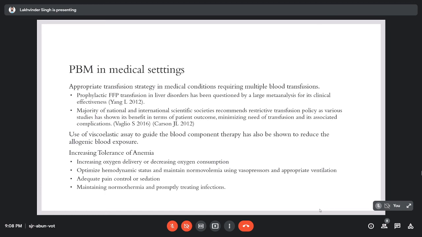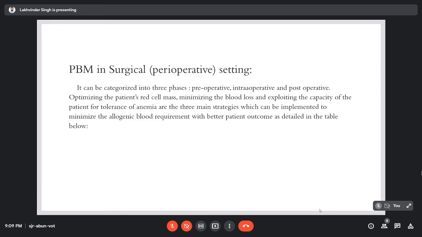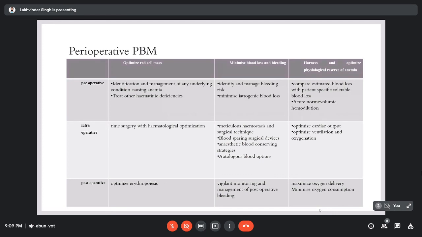You can use viscoelastic assays to guide blood component therapy. As we saw, if the thromboelastic assay is normal, no blood components are required; the patient may be bleeding after surgery for some other reason. You can increase the tolerance of anemia and increase oxygen delivery, for example if the patient is on a ventilator. Optimize hemodynamic status in normovolemia using vasopressors, ensure adequate pain control, maintain normothermia, and promptly treat infection. In surgical settings, it is divided in three parts: preoperative, intraoperative, and postoperative.